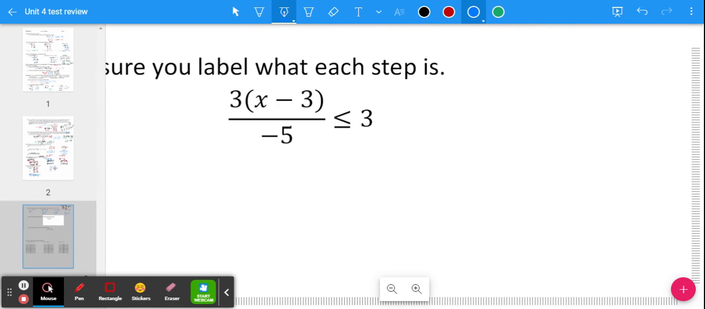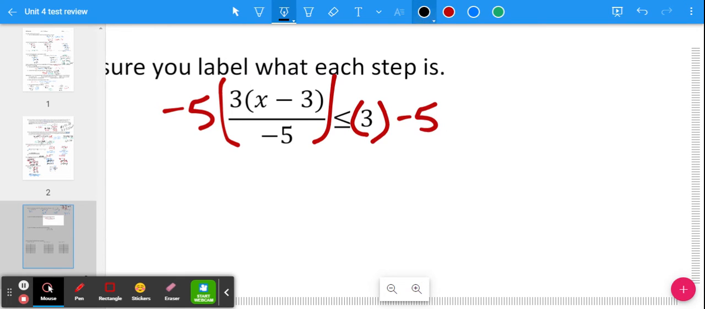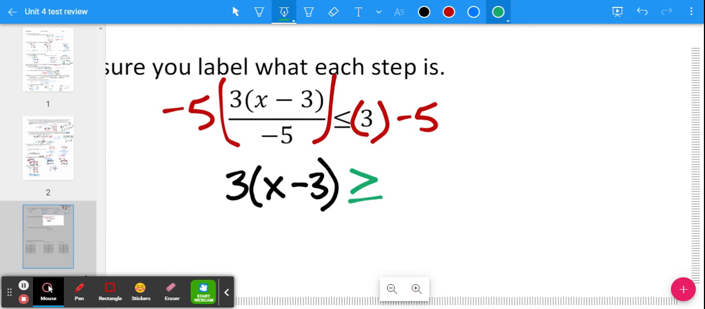Okay, so this next one is using those proofs, those justifications, to tell what's going on with every step. So the very first thing is I have this -5 in the denominator. So 3 times x minus 3, divided by -5, is less than or equal to 3. So I'm going to multiply this entire thing times -5. Now, remember, when you multiply or divide by a negative, you must flip your inequality. So because I multiplied by that negative number, I have to flip that inequality. And that leaves me with a -15 on the right side.